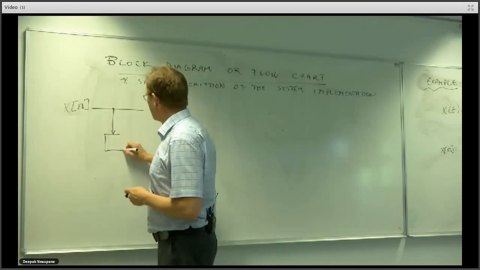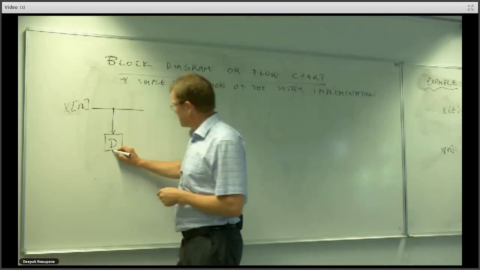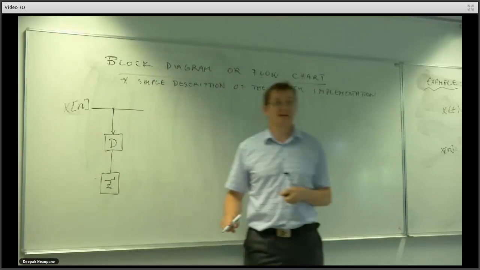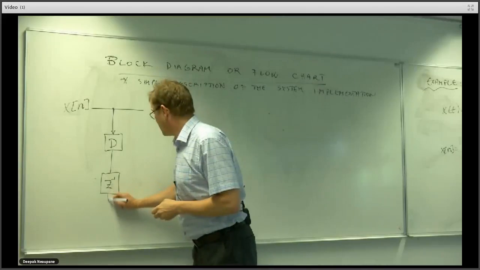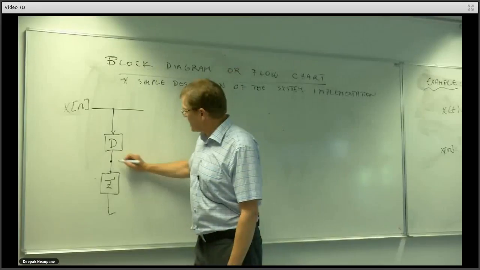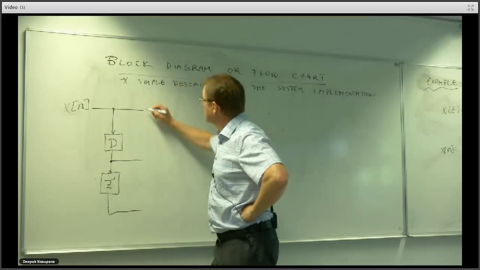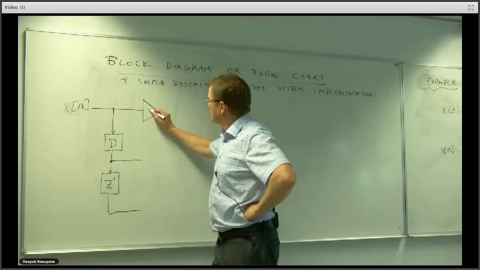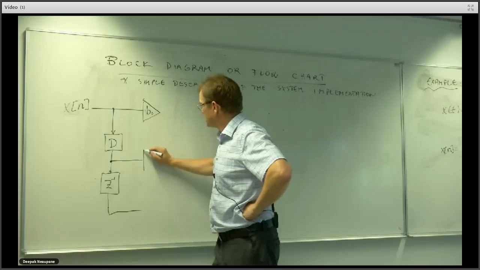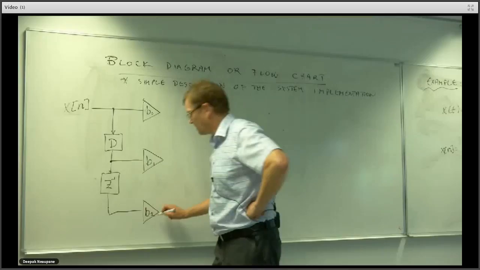Then it has delay blocks. That's 1 step delay. It also can be marked as Z to -1, exactly the same thing. And then that's basically it. Then we can multiply this signal by a constant, B0, B1, B2, and so on.